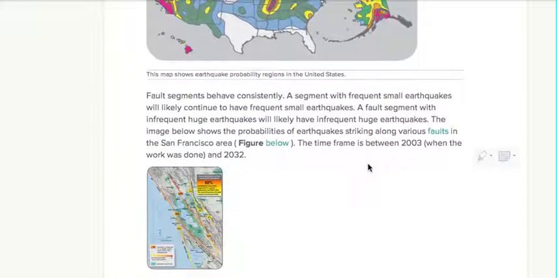Fault segments behave consistently. A segment with frequent small earthquakes will likely continue to have frequent small earthquakes. A fault segment with infrequent huge earthquakes will likely have infrequent huge earthquakes. The image below shows the probabilities of earthquakes striking along various faults in the San Francisco area. The time frame is between 2003, when the work was done, and 2032. So that's a wide range in years. It's about 21 years. 19 years.